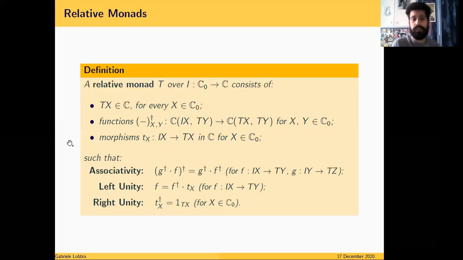case, because as I was saying, relative monads generalize monads. And so we will see that when we restrict to monads, these free axioms will actually correspond to the associativity for the multiplication of monads, and the left and right unity axioms.